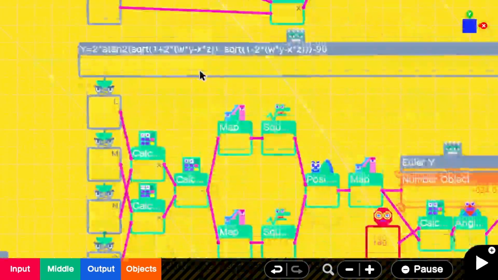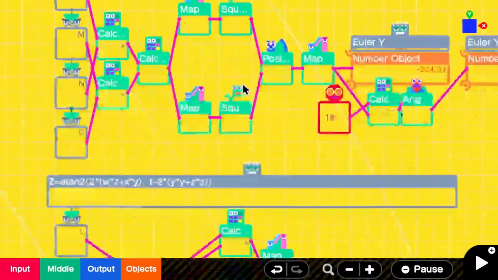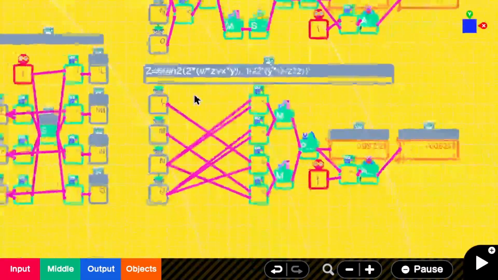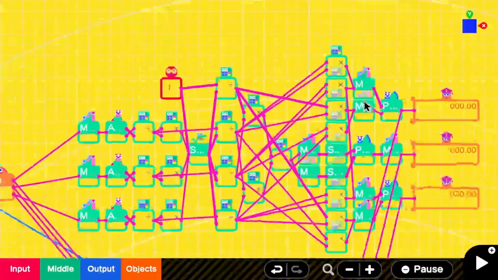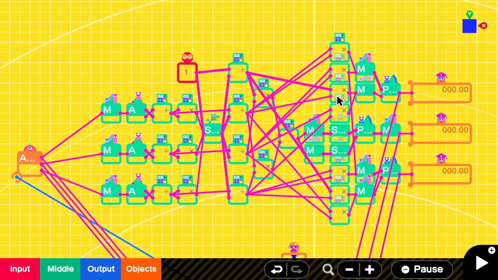This is for Euler y. This is for Euler z. And in this game code, I've also made a shave version. And don't worry, I'll share the game codes for these games if you want to play around with this setup.